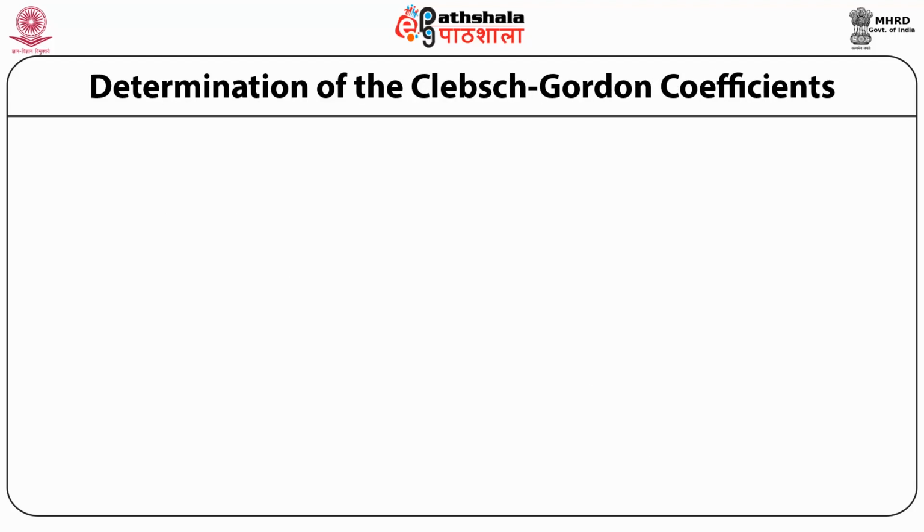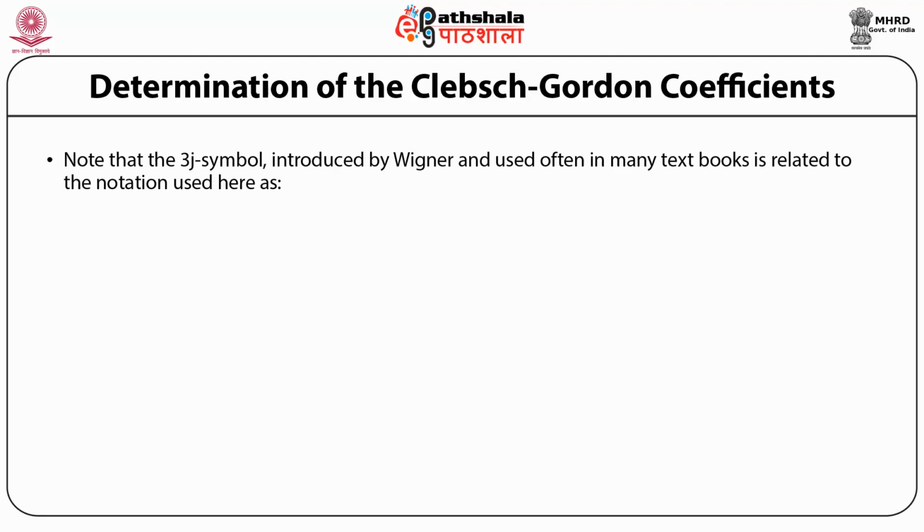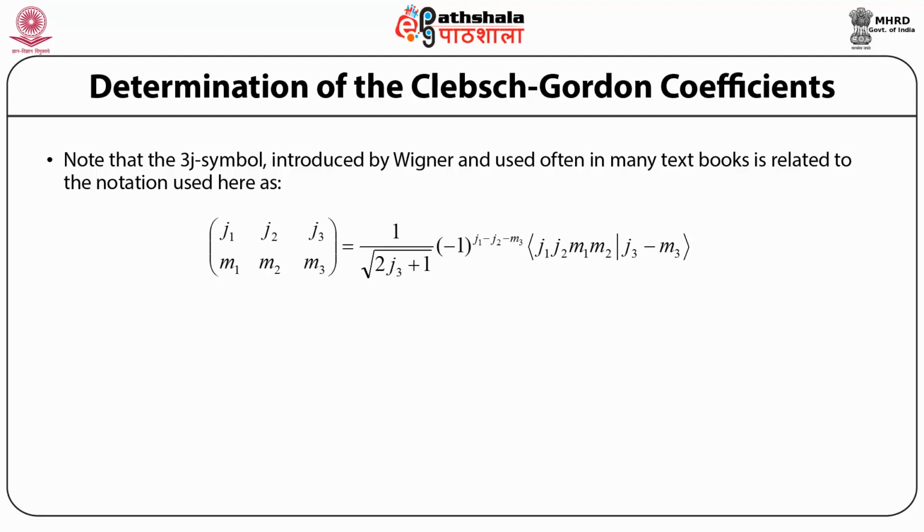Determination of the Clebsch-Gordan coefficients. Note that the 3j symbol introduced by Wigner and used often in many textbooks is related to the notation used here as the matrix (j1 j2 j3; m1 m2 m3) equal to 1 by square root of (2j3+1), times (−1)^(j1−j2−m3), times the scalar product of the two vectors |j1 j2 m1 m2⟩ and |j3 −m3⟩.